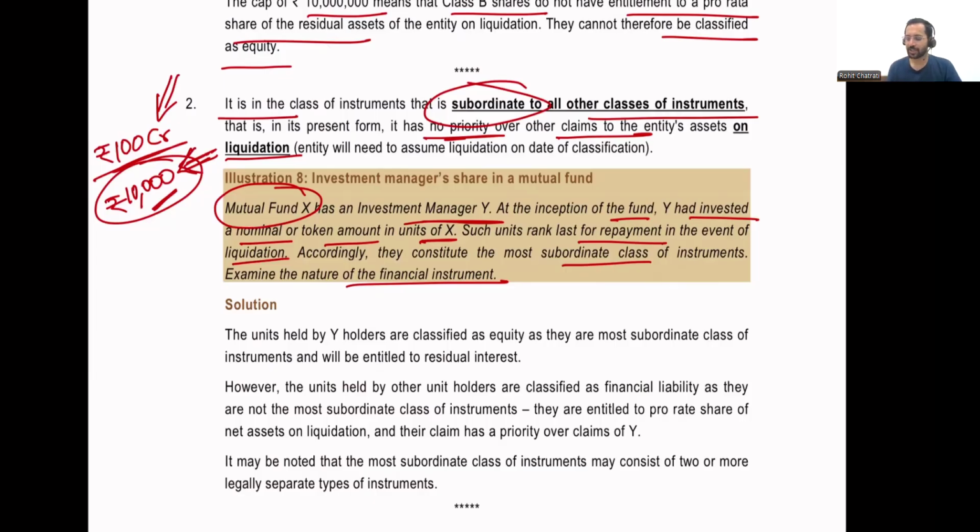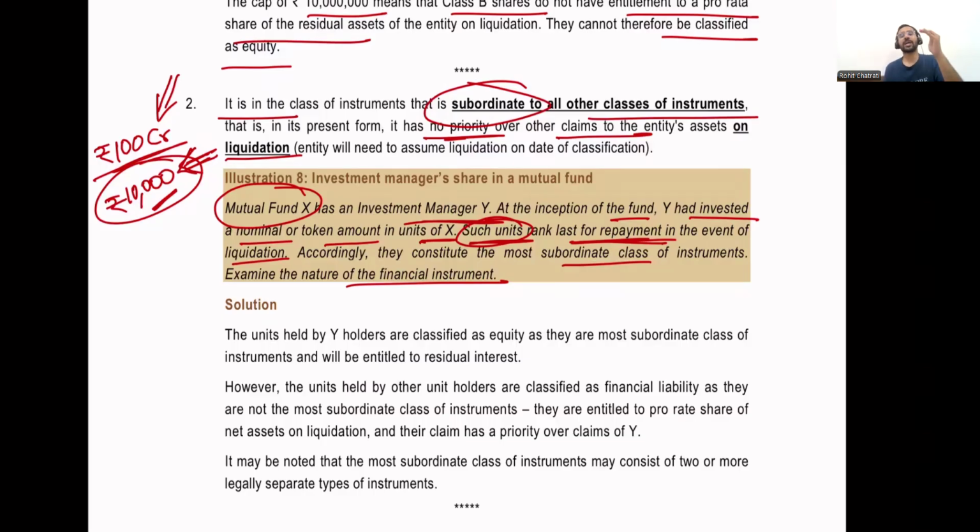What they're saying is the units that Y is holding, such units, are ranking the last in repayment. Automatically, what is being implied is the units that are held by outsiders, which is of 100 crore rupees, are not ranked last. So there are two classes over here, Class A and Class B, and Class B is held by investment manager Y, and this is actually the most subordinate. It is ranking the last in repayment on liquidation.